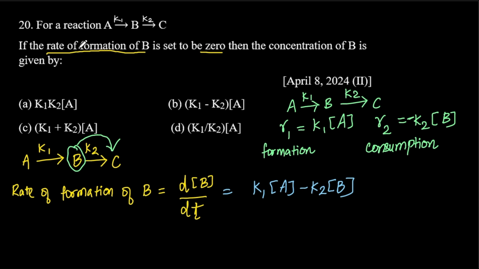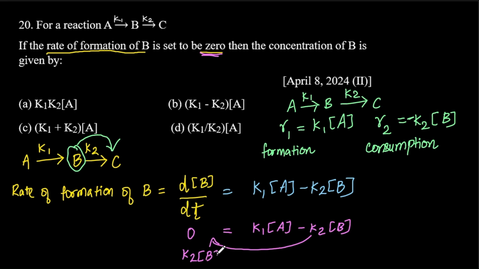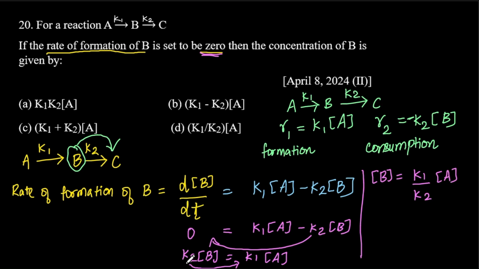Because in the question it is given that the rate of formation of B is said to be 0. So, the rate of formation of B is 0, which is equal to K1 into concentration of A minus K2 into concentration of B. Take K2 into concentration of B to the left hand side. So, K2 into concentration of B is equal to K1 into concentration of A. Take this K2 to the right hand side. So, the concentration of B is equal to K1 divided by K2 into concentration of A. So, the correct option is option D.